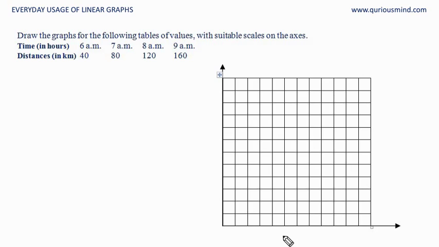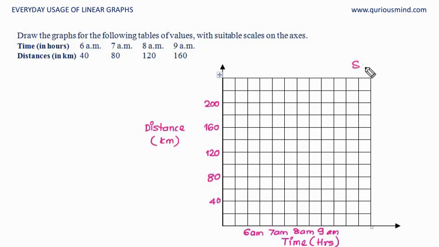So we'll plot along the x-axis the time in hours. So it is 6 a.m. And along the y-axis, we will write the distance traveled. The scale which we are using is 1 unit is 20 kilometers. Let's now draw the graph, and for that let's plot the points. At 6 AM it is 40 kilometers, so it is here. At 7 AM it is 80 kilometers. At 8 AM it is 120 kilometers. At 9 AM it is 160 kilometers. From the looks of it, when we join these points, it's going to give us a line. Let's see if that happens.